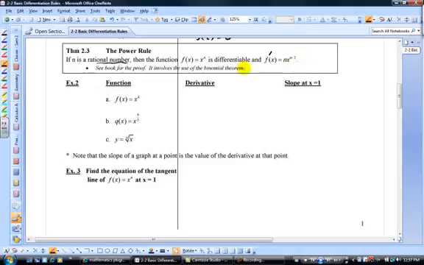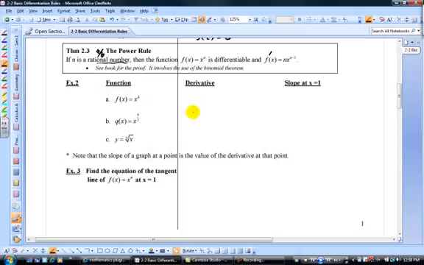Now the proof involves the binomial theorem, and I'm not going to prove it here, we're just going to apply it. So remember, the exponent can be a rational number, which means it can be an integer, positive or negative, or it can be a fraction, a over b. That's what it means by rational number here.